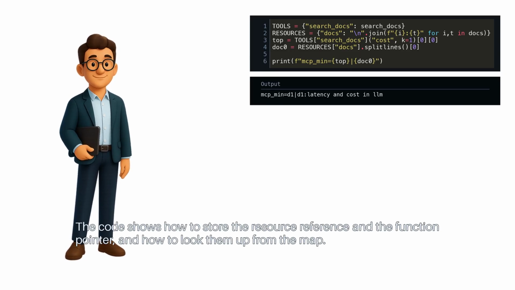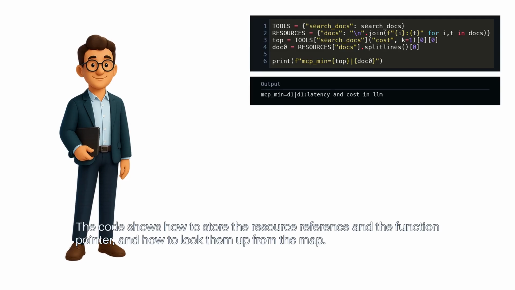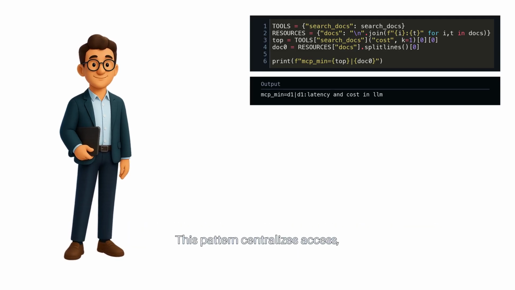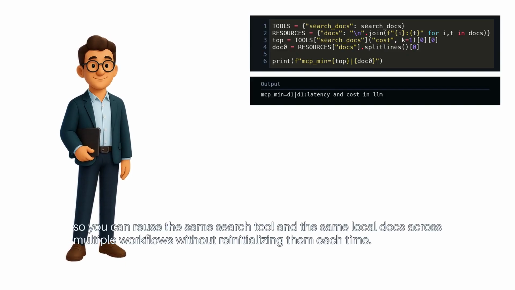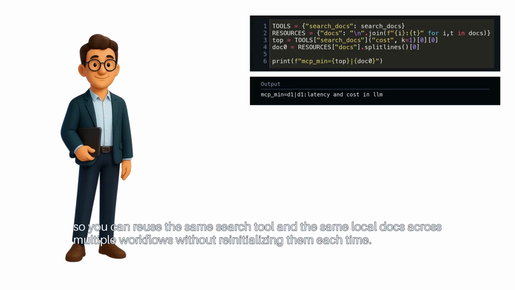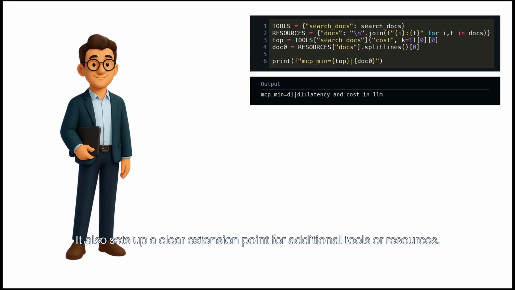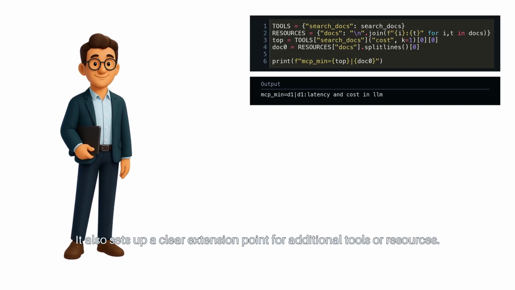by name. The code shows how to store the resource reference and the function pointer, and how to look them up from the map. This pattern centralizes access, so you can reuse the same search tool and the same local docs across multiple workflows without reinitializing them each time. It also sets up a clear extension point for additional tools or resources.